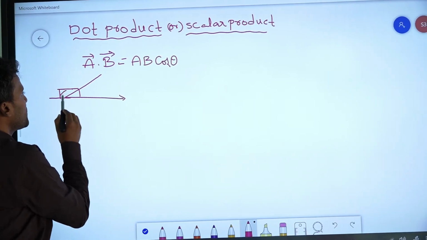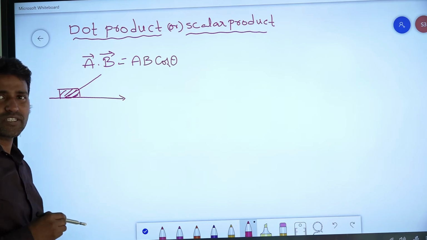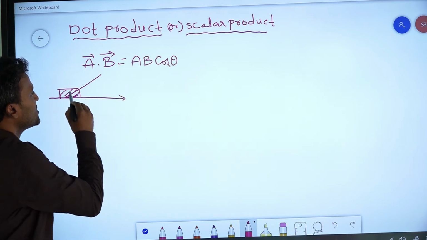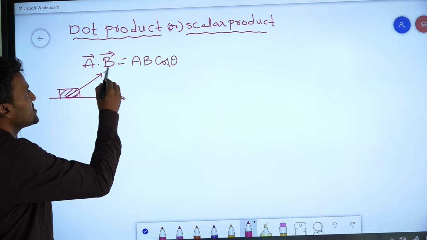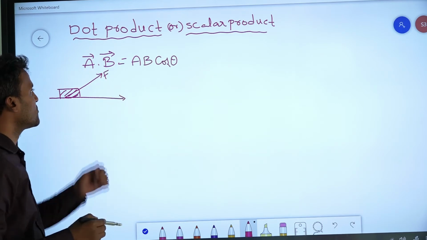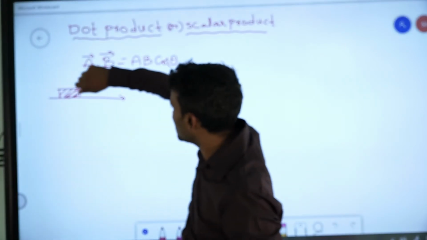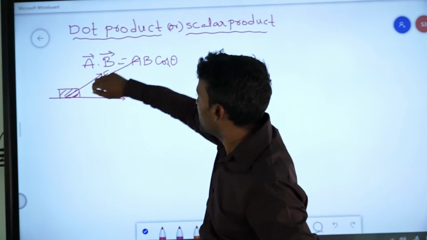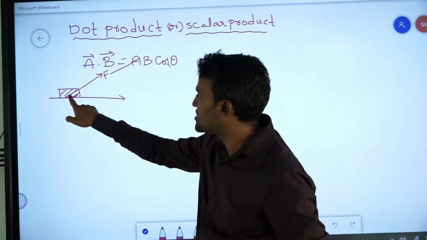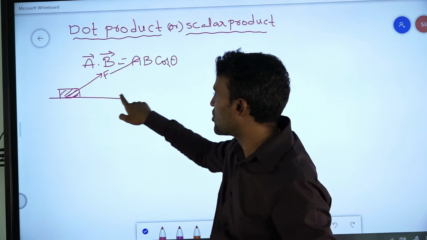This is one object. When you are applying the force, it is one string. The force is applied along this direction. When you are applying the force, you are pulling this object along this direction. When you are pulling along this direction, the displacement of the object is along the horizontal direction.